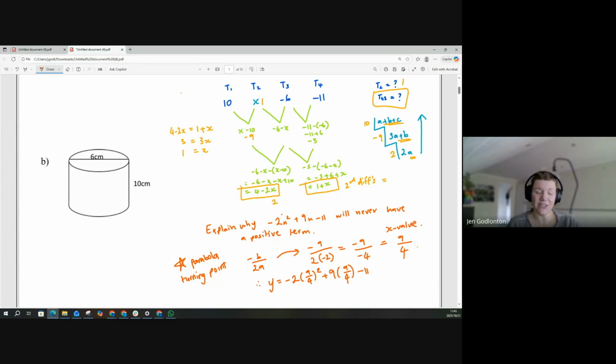You pop that into your calculator, you should get a negative number. And because y is negative, it means that if we had a graph, our parabola is going to be chilling down here, which means there are going to be no positive values. Exactly, it has a negative maximum point.